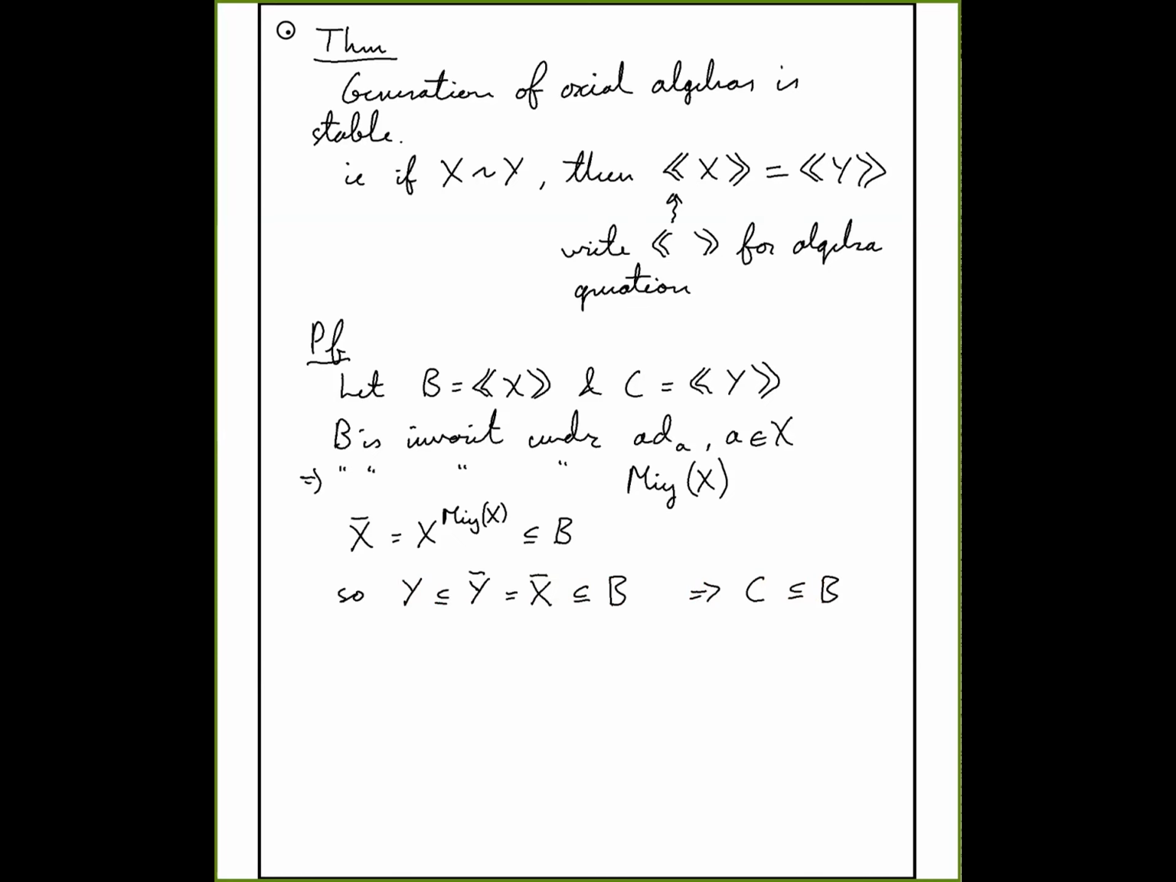Okay, but everything I've done here is a symmetric argument. So I just do it the other way around. So by symmetry, B is contained in C, and hence they are equal.